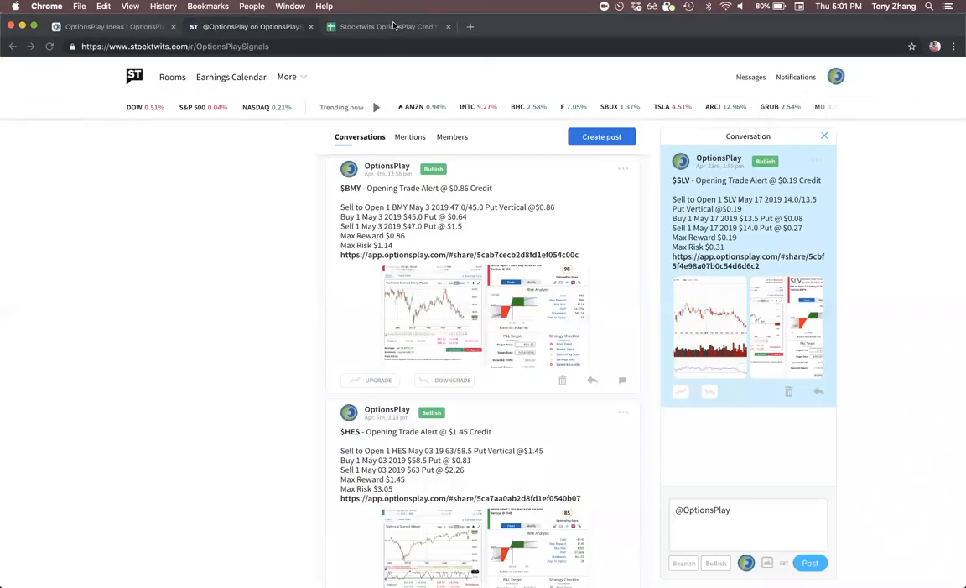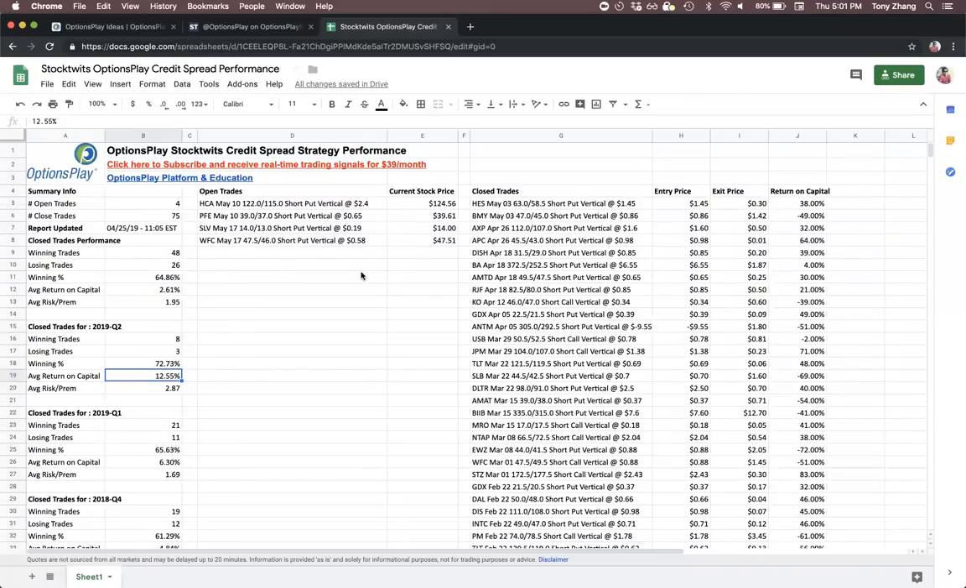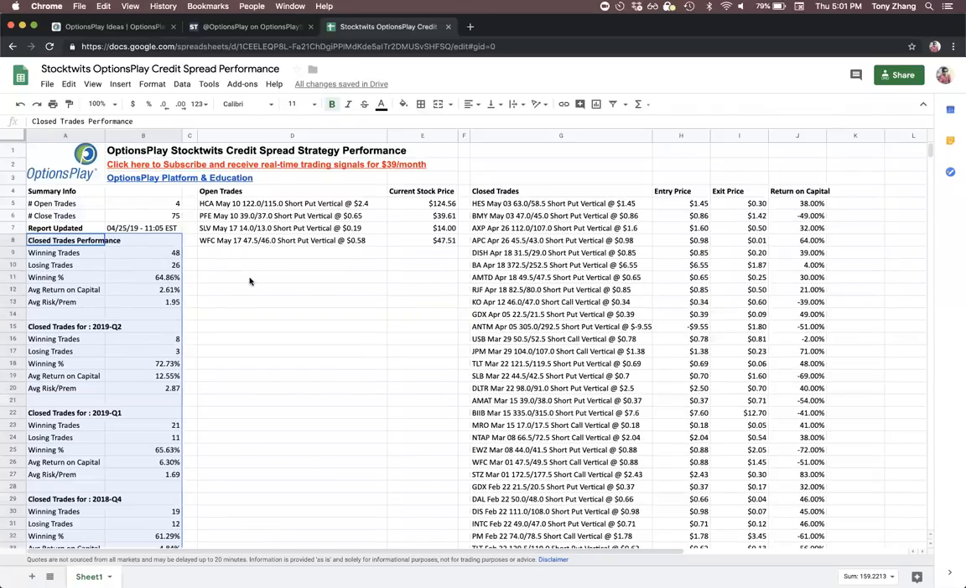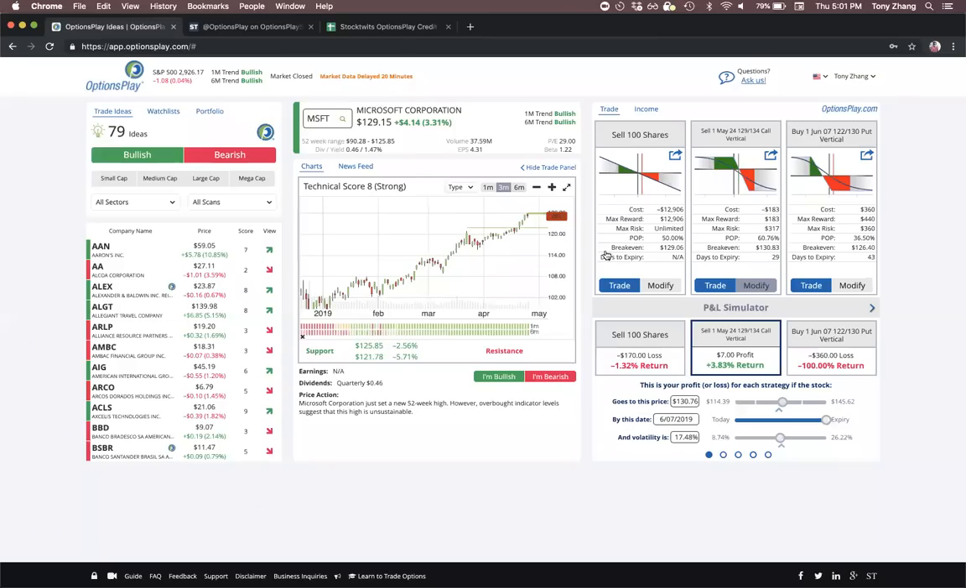So that's just a very quick overview, and here's a quick sense for the returns that we're seeing, and we provide a sample of every single trade that we've ever traded, the entry price, the exit price, the return on capital. You can see all of our open prices, and you can see the performance. This is what you're going to get when you subscribe to our credit spread trading strategy in a report, in addition to what you get here already with options play.